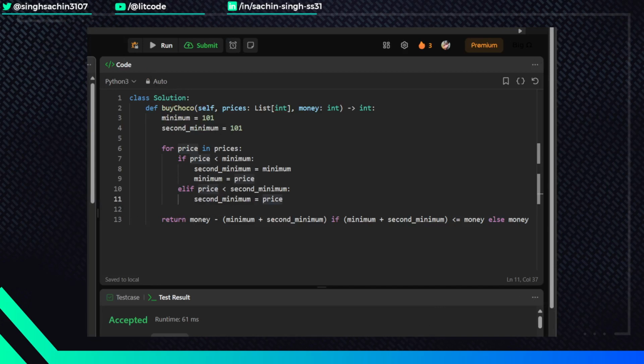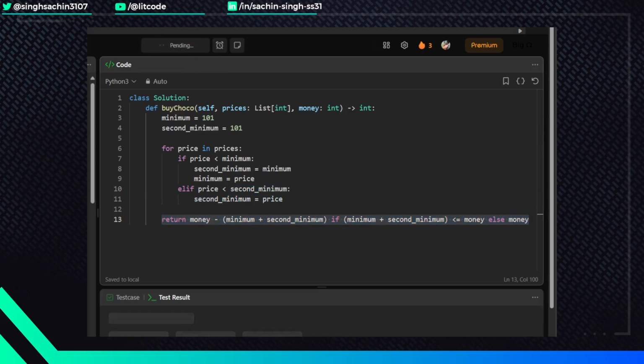As you can see, what we have done over here is we have defined two variables, minimum and second minimum, with the initial value of 101, because in the question it is given that the maximum value was 100. Now we're iterating the prices array and checking if the current price is less than the minimum or not. If yes, I am replacing the value in second minimum with the current minimum value, and I'm updating the value of minimum with the price. The next condition is if my price was smaller than second minimum. If this was the case, we'll just simply update the value of second minimum to price, and at the end I have used the formula which we discussed in the explanation.